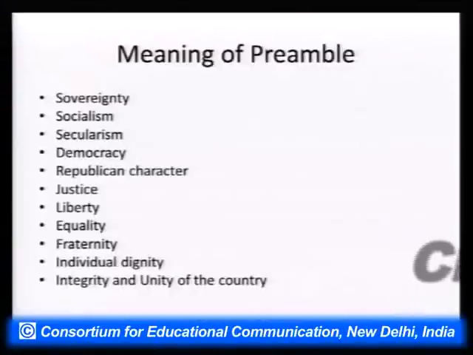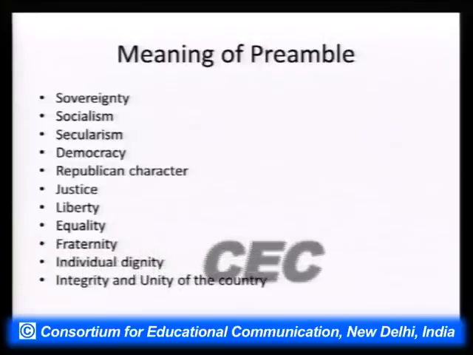It every day attempts to go ahead on the basis of its objectives. Likewise, in India also, when Pandit Nehru said, "We the people of India," that identifies the preamble of the Constitution, and it comes out with many words like sovereignty, socialism, secularism, democracy, republican character, justice, liberty, equality, fraternity, individual dignity, integrity, and unity of the country. These are the terms which were used in our preamble.